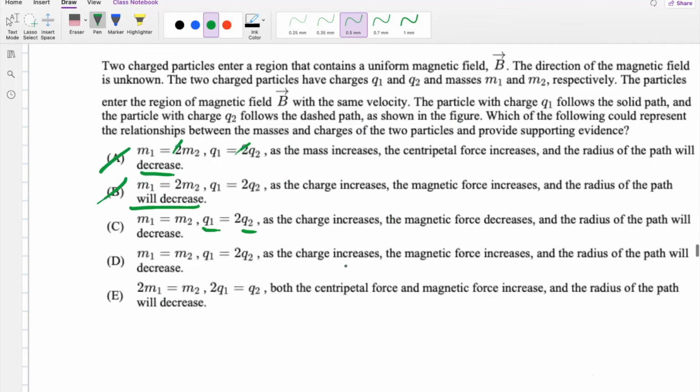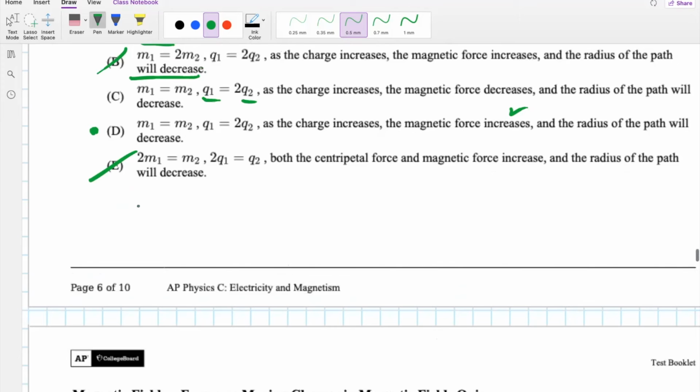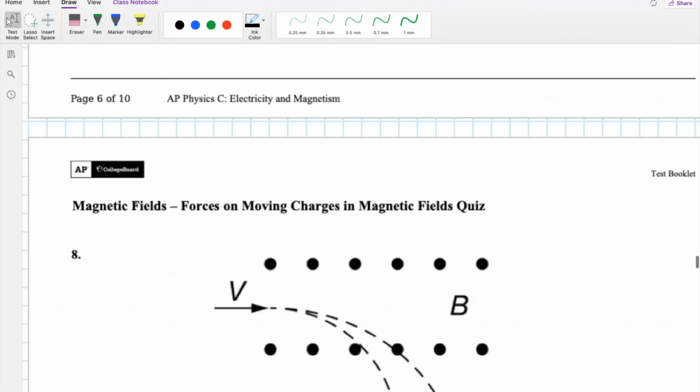So as the charge increases, the magnetic force increases. That's true. The radius of the path will decrease. I think that's our best answer choice. Here they're telling us that, again, it's twice as much, and no. They just changed where the twos were in this case. All right, so D is our best answer choice.